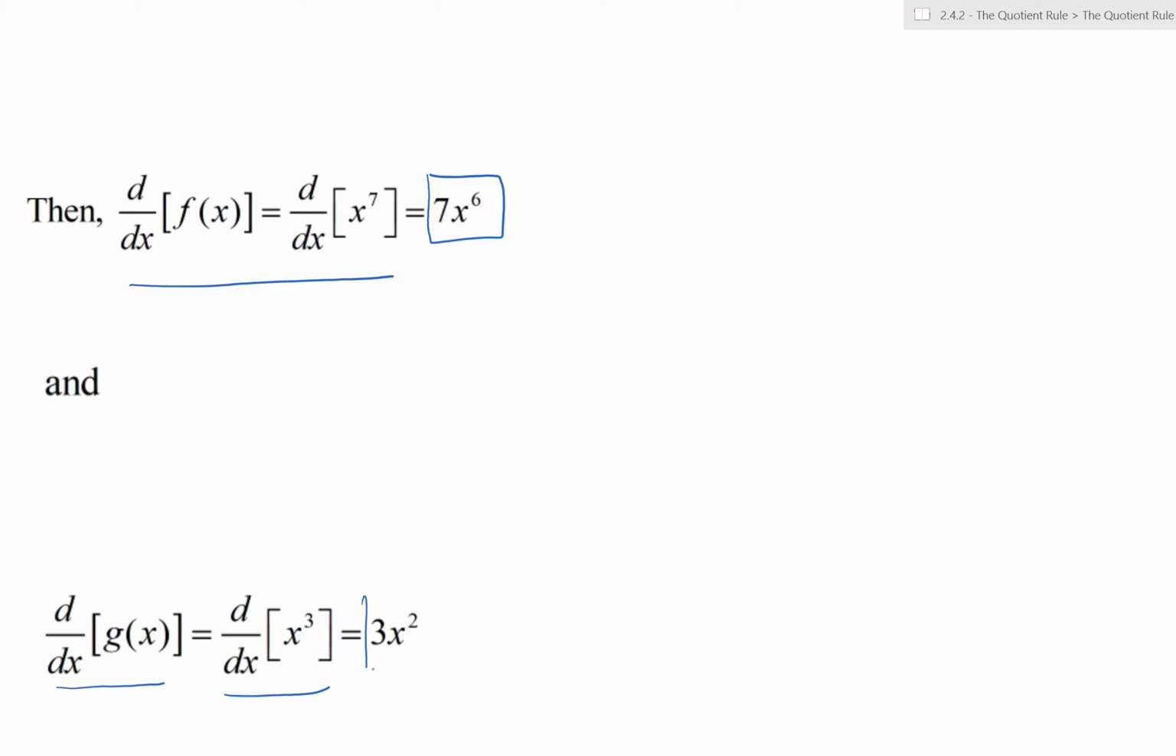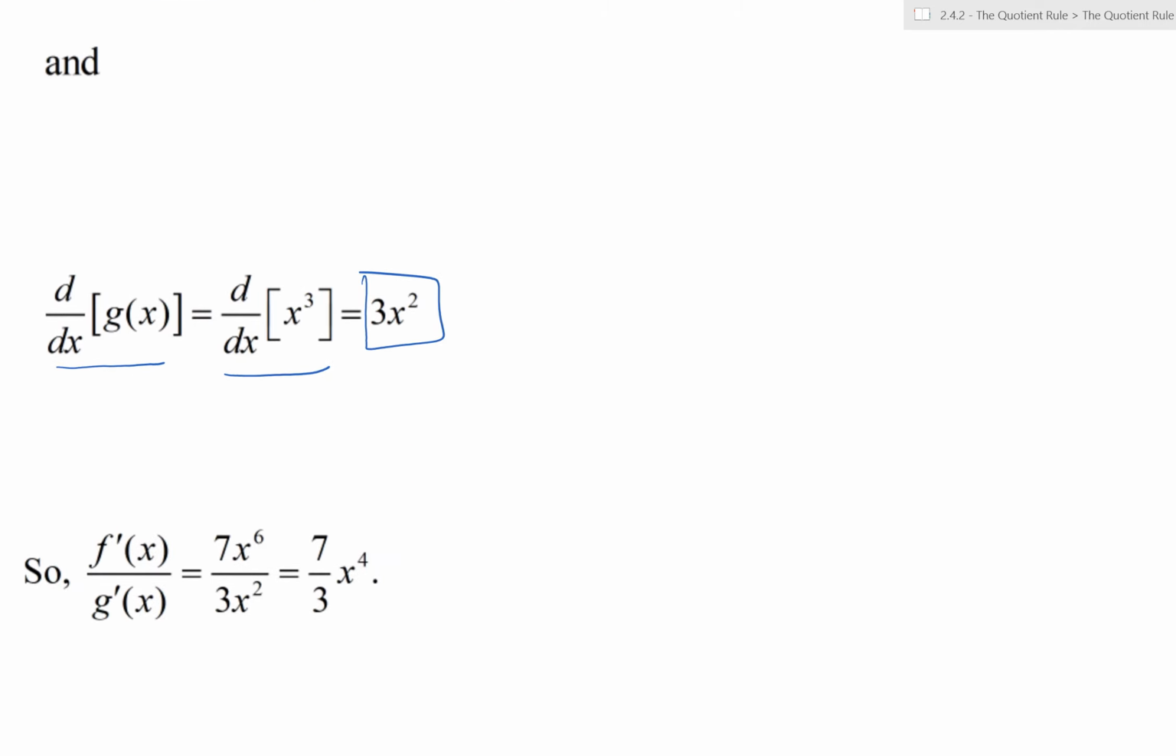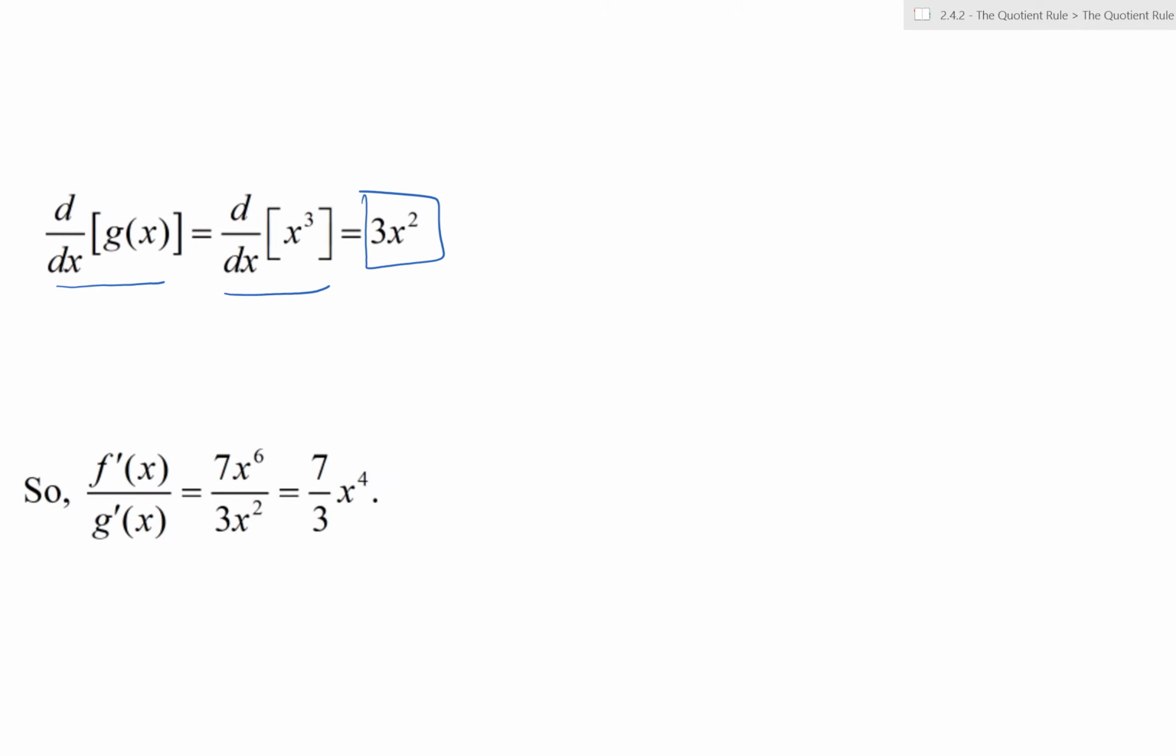So then, what's the point of this? Well, let's take the quotient of the derivatives of the two functions. Remember, f prime of x was 7x to the 6th. g prime of x was 3x squared. When I take the ratio of those individual derivatives, I get 7x to the 6th divided by 3x squared, which simplifies to 7/3 x to the 4th. So there's the quotient of the derivatives.